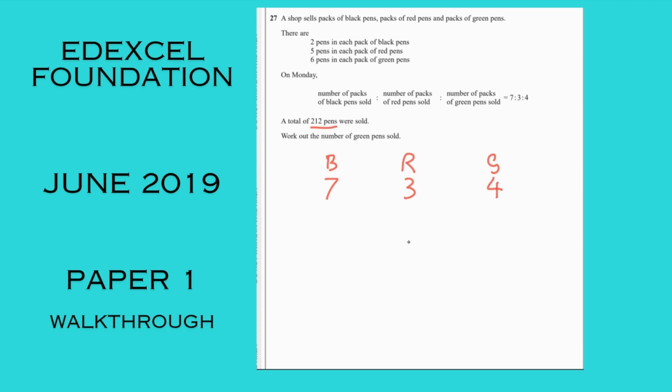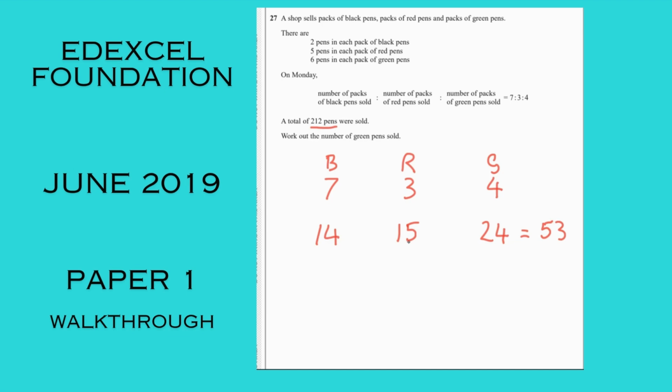2 pens in each black pack means there's 14. 5 in each red pack means there's 3 lots of 5, 15. And 6 pens in each green pack means there are 24. Giving us a rather strange number of 53, but it's a non-calc paper. Why have they given us the number 53? It's not a very friendly number. You'd be expecting something much more friendly, like a 20 or a 50.